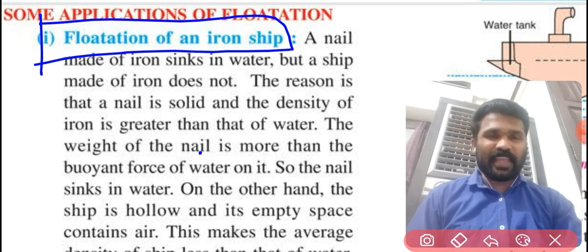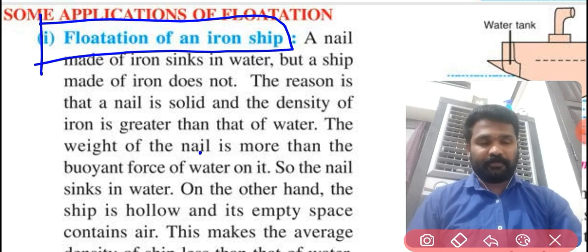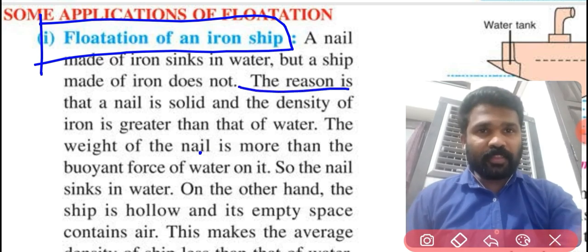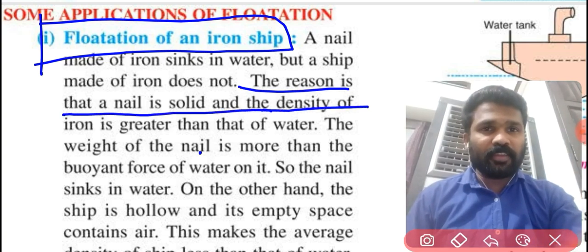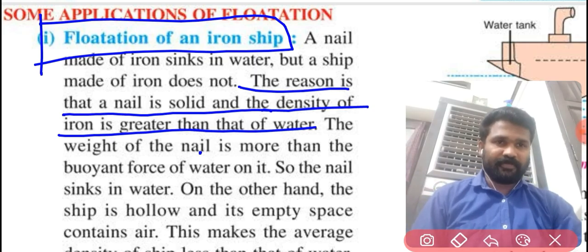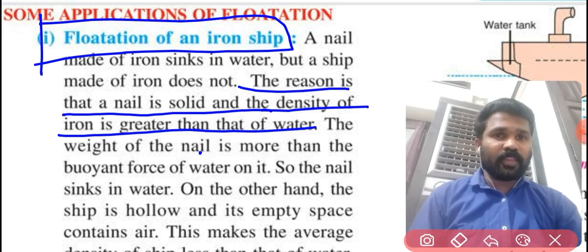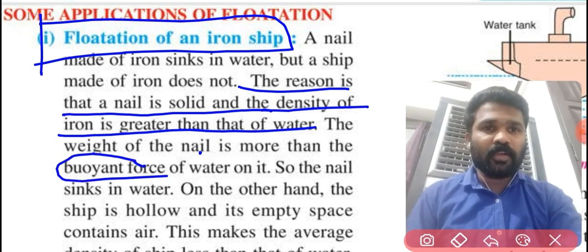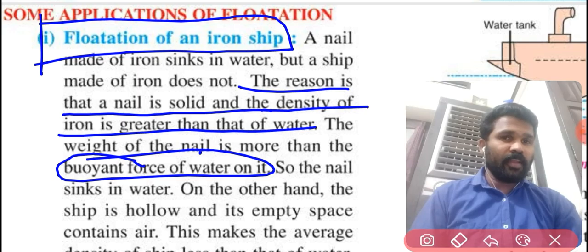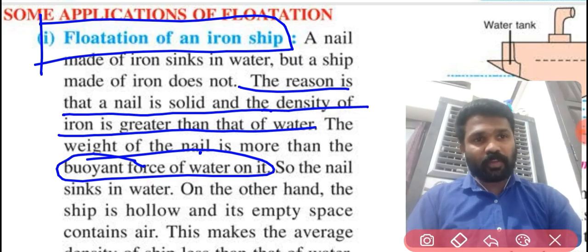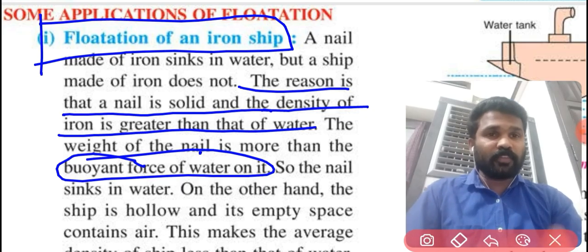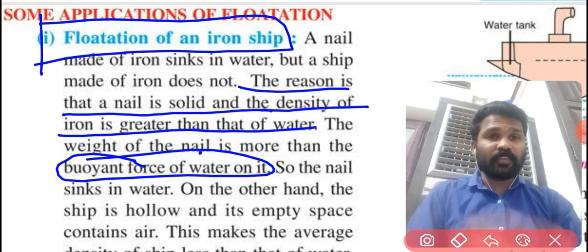The reason is that a nail is solid and the density of iron is greater than that of water. The weight of the nail is more than the buoyant force of water on it. If you consider the weight of the nail and the buoyant force of water, which one is more? The weight of the nail is more than the buoyant force of the water. That is why the nail sinks in water.